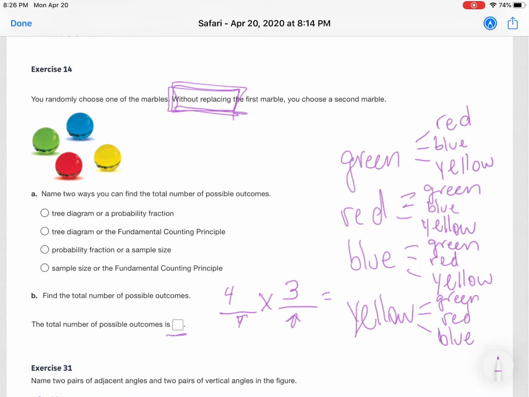Then how we figure out the number of possible outcomes is we count these up. So it would be 1, 2, 3, 4, 5, 6. Keep on counting, and that will give you your answer that goes here. It should be the same answer you got from this method.